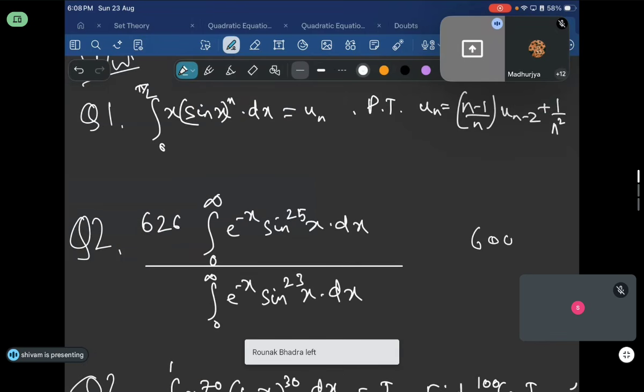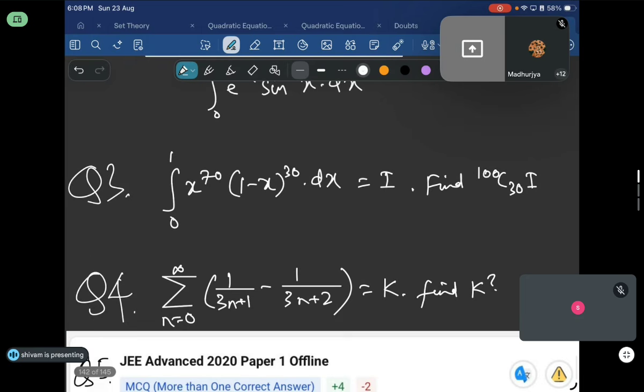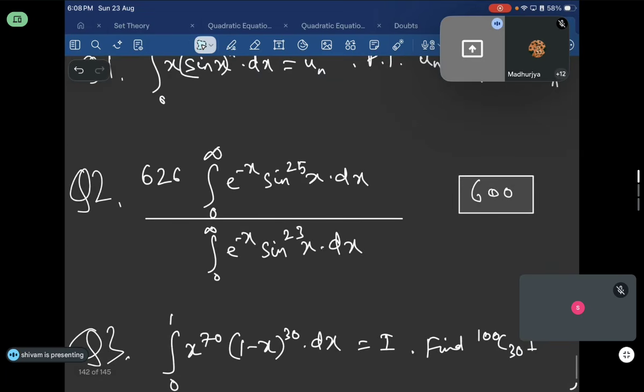Second one, the answer is 600. Anyone having any doubt? Tell me. Is there anyone having any doubt in number 2? 600? No. Third one, the answer is 1 by 101. Tell me. You have a doubt in third one? Second one. Okay. Second one, let us start.